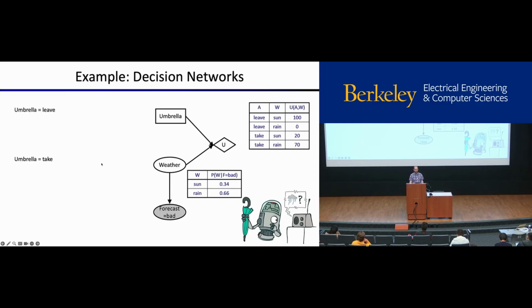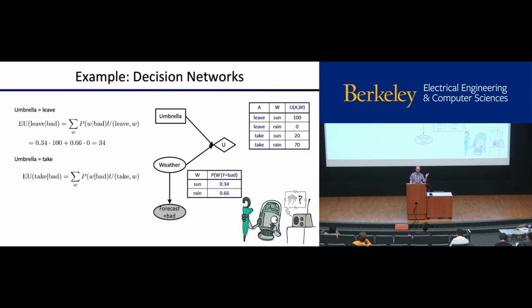So let's consider the different expected utilities for our different actions. And now we write it like this. The expected utility of leaving the umbrella, given the forecast being bad, is equal to the sum over different possible weathers of the posterior probability of the weather, given that the forecast is bad, times the utility of leaving the umbrella when that's the weather. And so that's going to be 0.34 times 100 plus 0.66 times 0, which is 34.